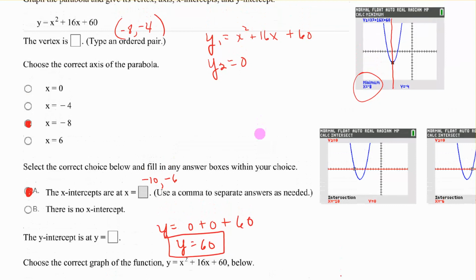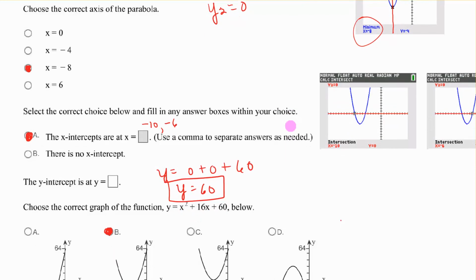For the y-intercept, when x is 0 is when you get your y-intercept. So if I look at this function and let that be 0 and that be 0, my y-intercept is 60.